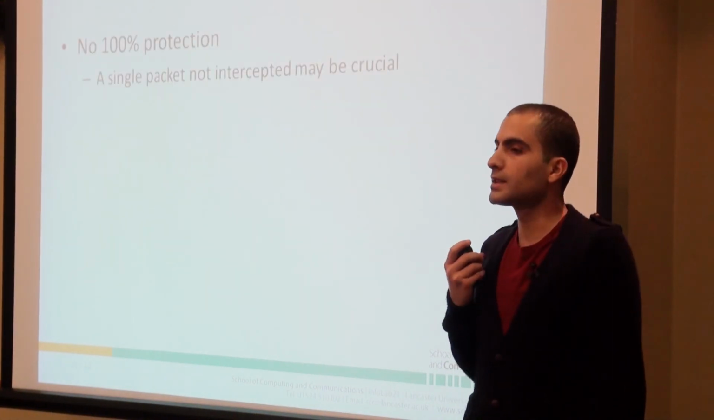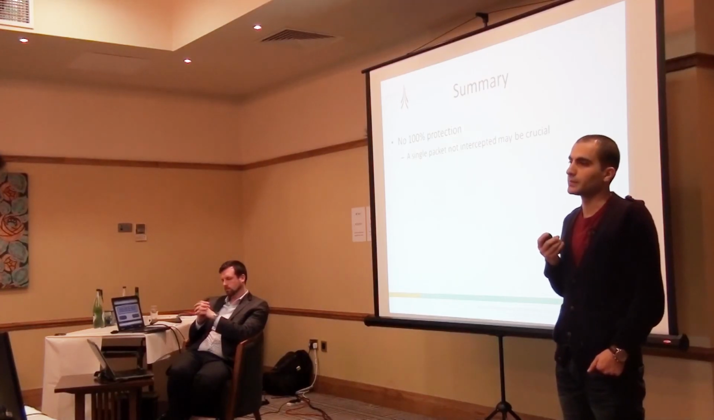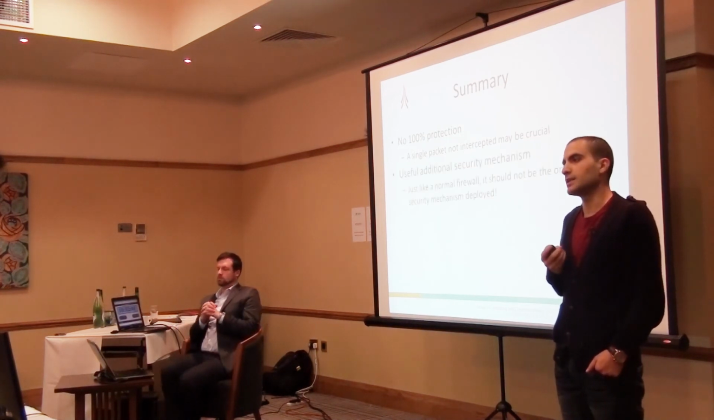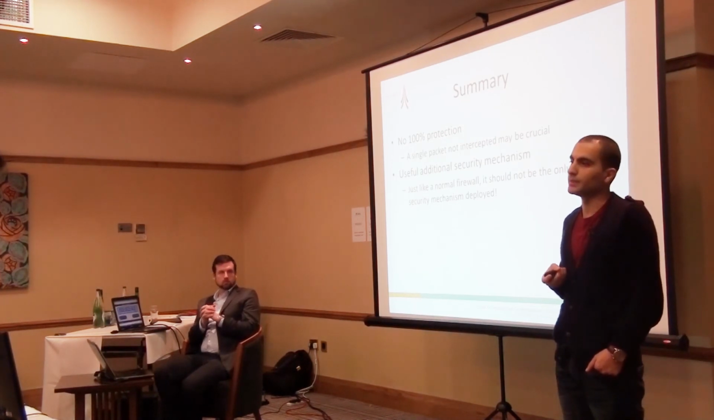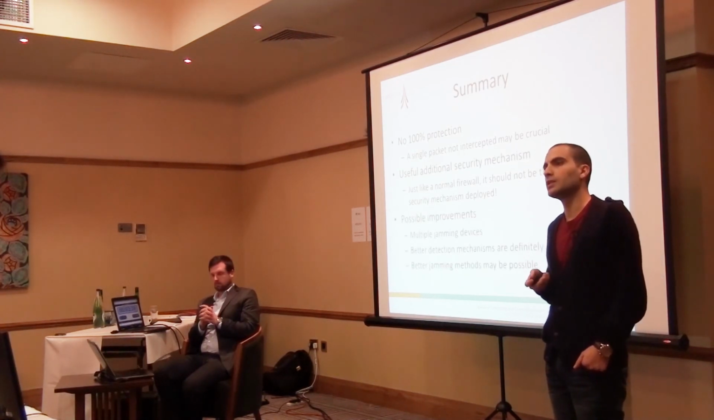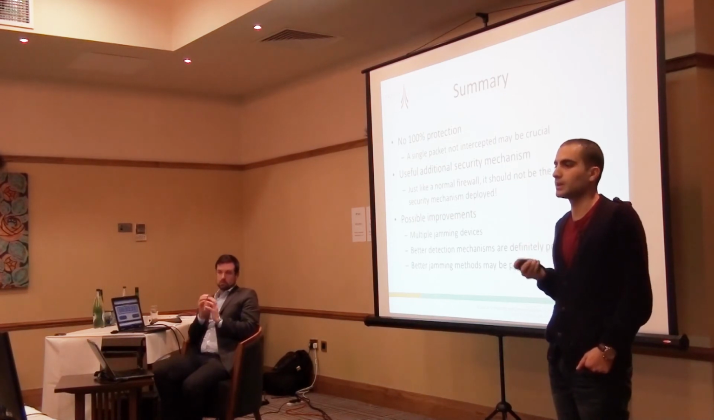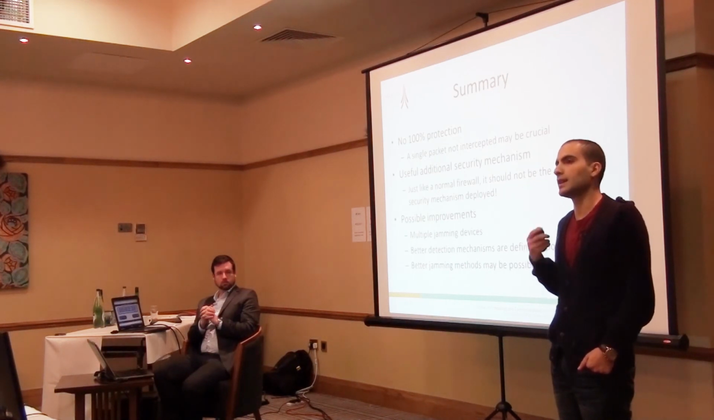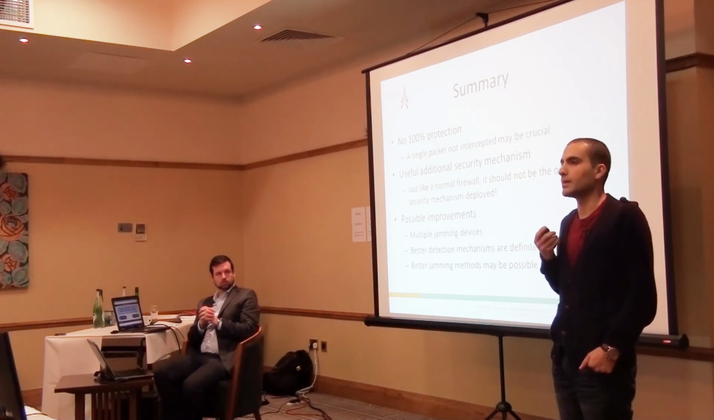The summary: there is no 100% protection. A single packet not intercepted may be crucial. So this mechanism should not be the only security mechanism deployed. Just like a normal firewall, it's an additional security mechanism. There may be some improvements. For example, you may use multiple jamming devices. Better detection mechanisms are definitely possible because when we sent a continuous jamming signal, we achieved 100% jamming success, and better jamming methods may be possible as well.